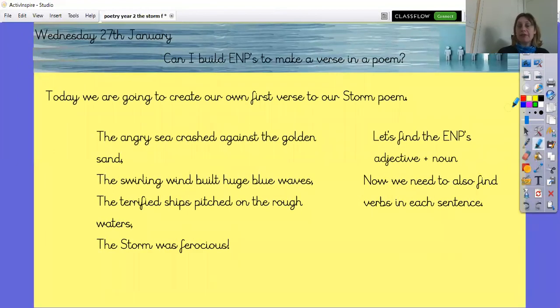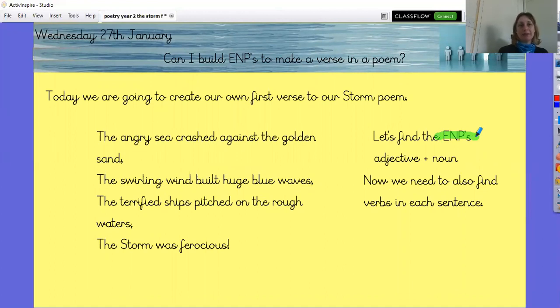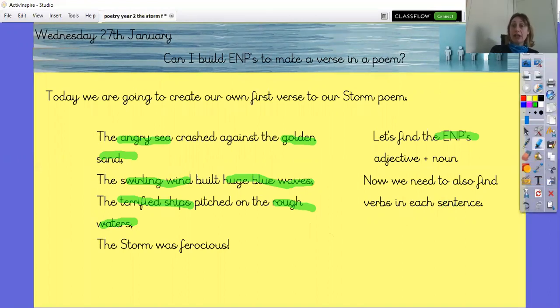Okay, let's find my highlighter. I'm going to start by finding the ENPs, and we're going to spot those with green. So here we go. We've got the angry sea, and then golden sand, swirling wind, and huge blue waves, terrified ships, and rough waters. Okay. Now, we can't have a sentence without putting a verb in there, because otherwise it just doesn't make sense. We're only writing a fragment. So we're going to have a go at finding the powerful verbs that we've got in these sentences.